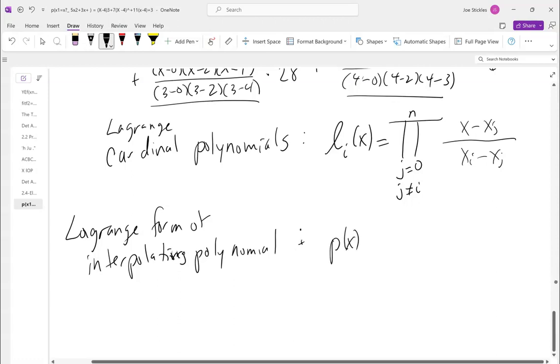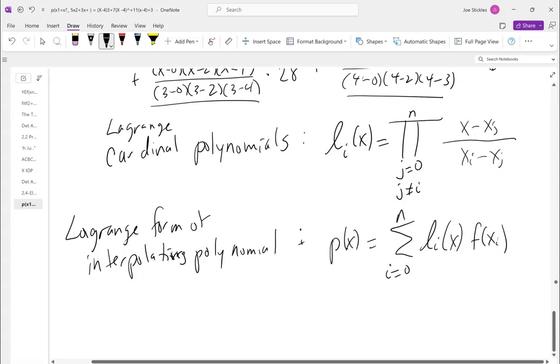You took your polynomial, the sum from 0 to n. You took your Lagrange cardinal polynomial times whatever the function value was at that x sub i. All right, that was how we did the coefficients times the values, correct? The outputs. Okay. So this is the Lagrange form of the interpolating polynomial.